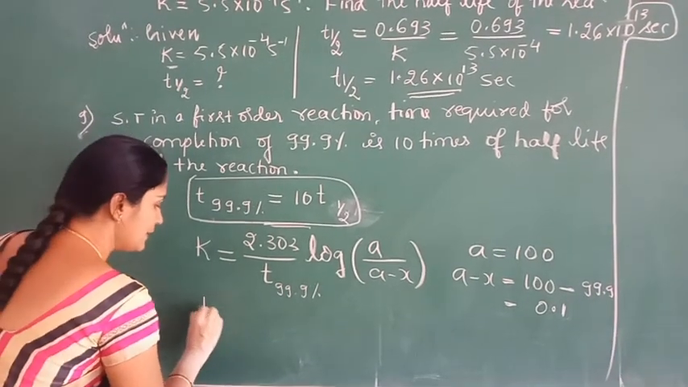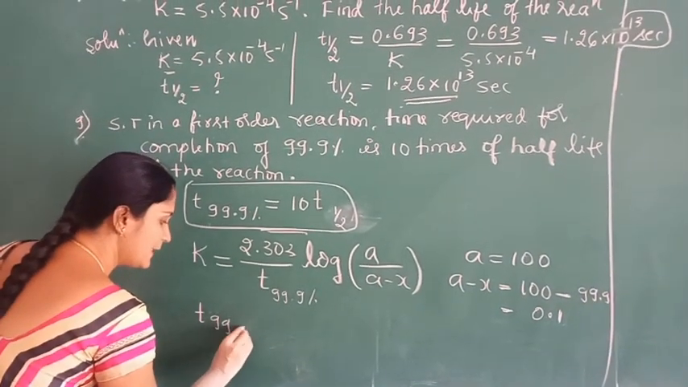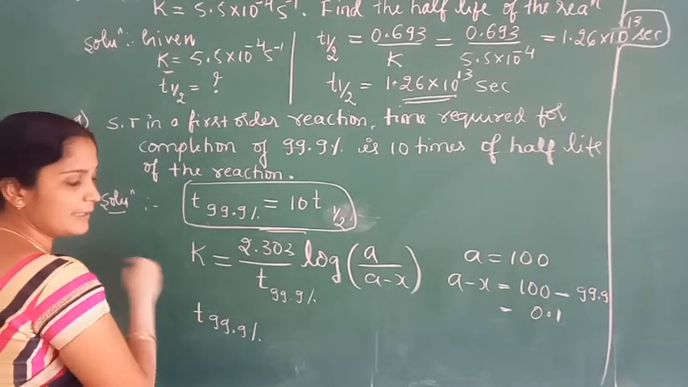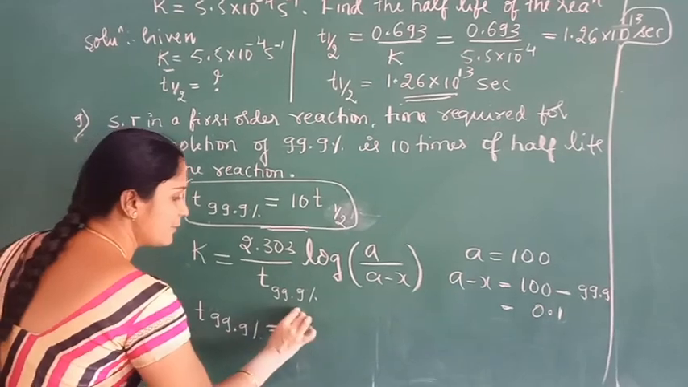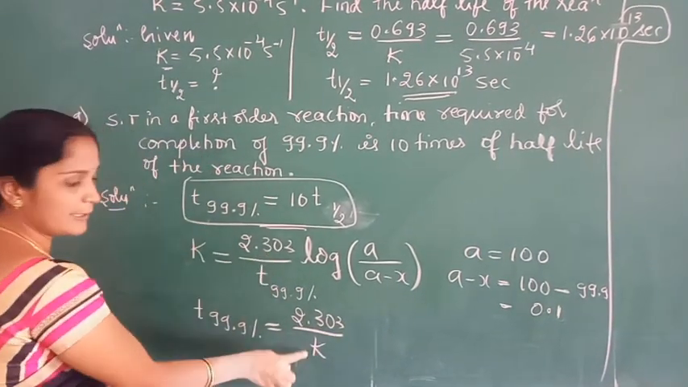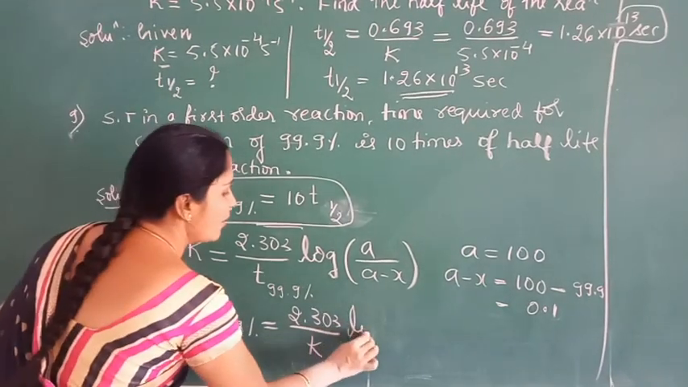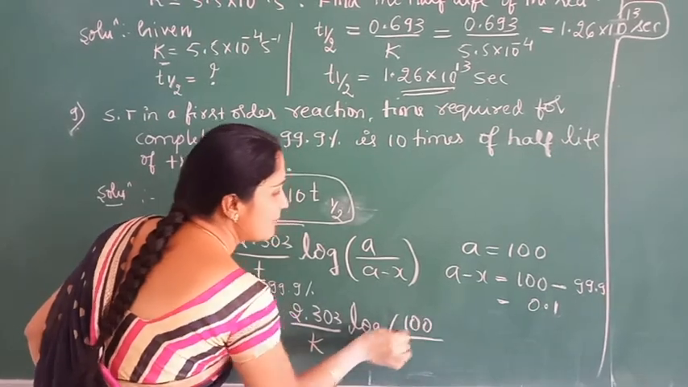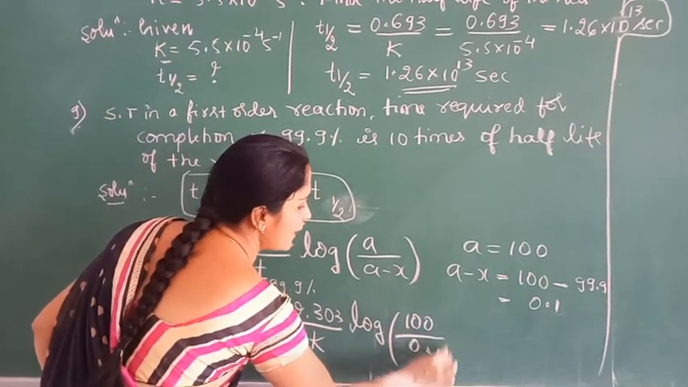Therefore here we have to calculate the time required to complete 99.9%. Take this T 99.9% this side. Therefore that is equal to 2.303 divided by K log of, where A value is 100 and A minus X value is 0.1.